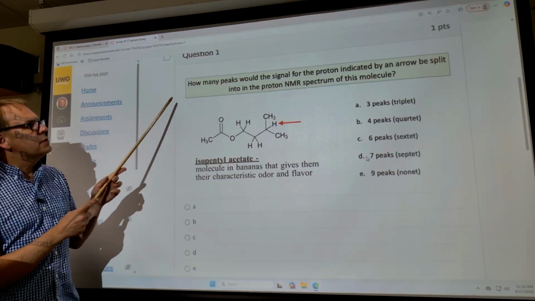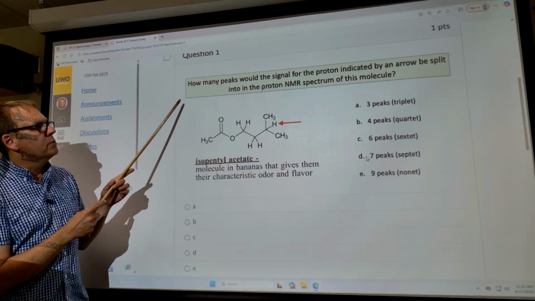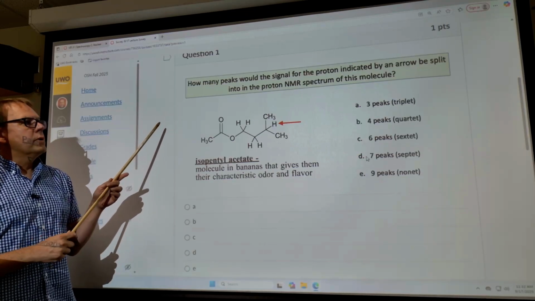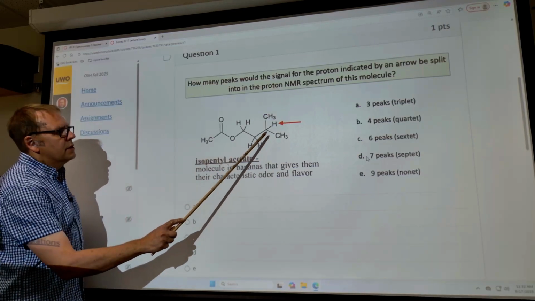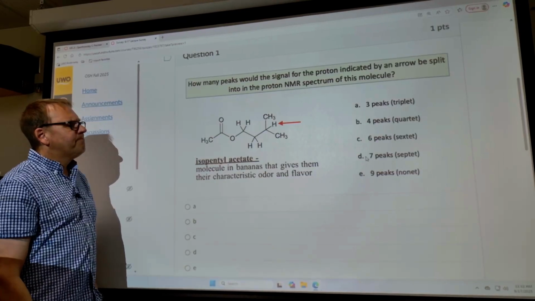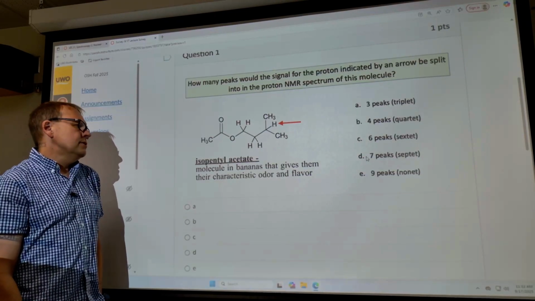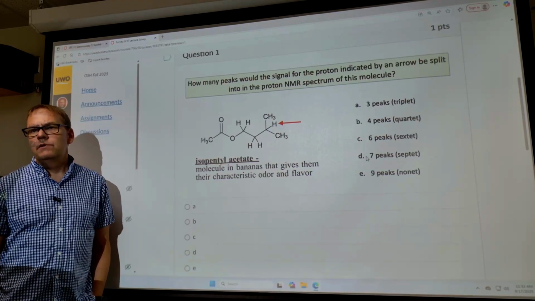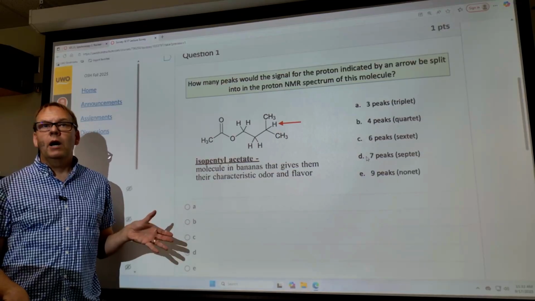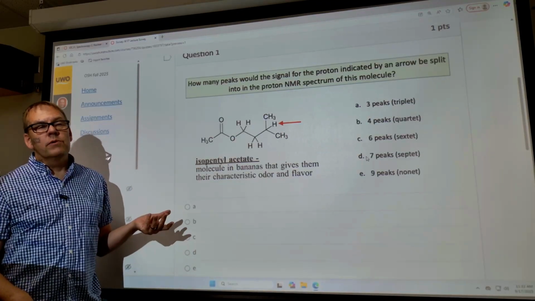So this asks, how many peaks would the signal for the proton indicated by the arrow be split into in the proton NMR spectrum of this molecule? So there's a proton that's being indicated here. And then the thing is, you just need to count the number of neighbor protons. So these are the number of protons that are within 3 bonds to act as neighbors.